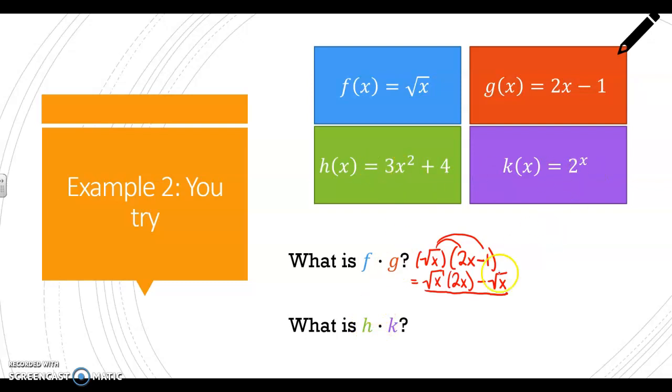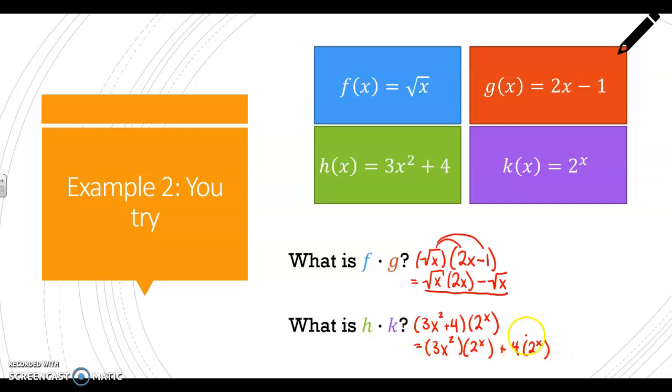Now, for h times k, our h of x function is our nice quadratic that we're so familiar with and that we love so much. So we have 3x squared plus 4. And then we're multiplying that by an exponential function, so by 2 to the x. So same thing that we did up here with our square root function, we're just going to multiply that into each term. So our first term is going to be 3x squared times 2 to the x plus 4 times 2 to the x.